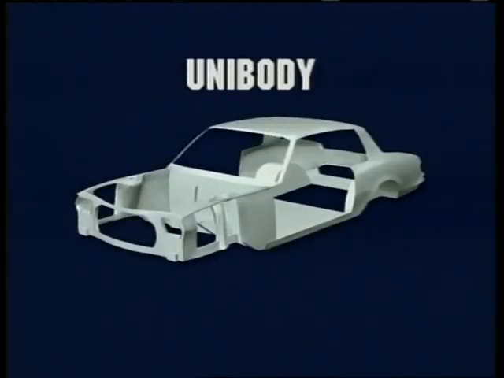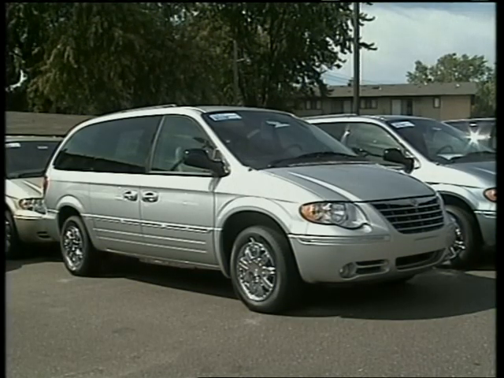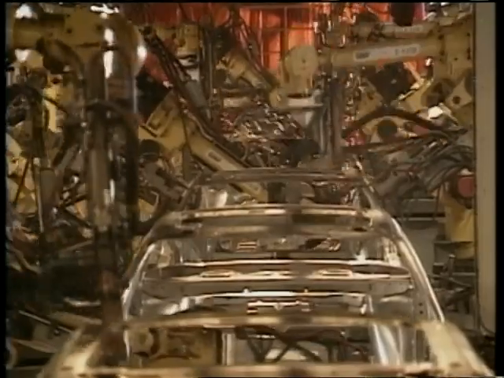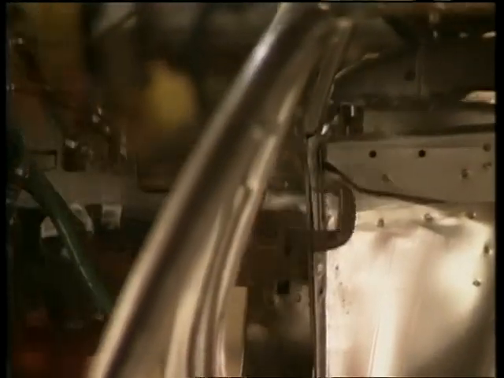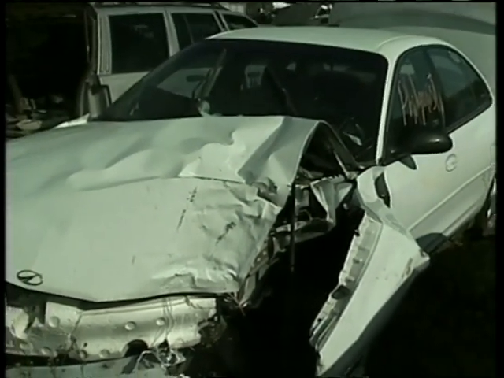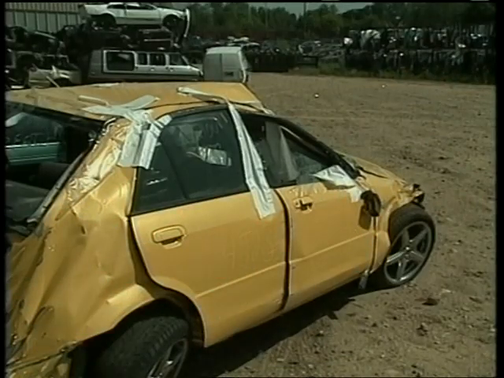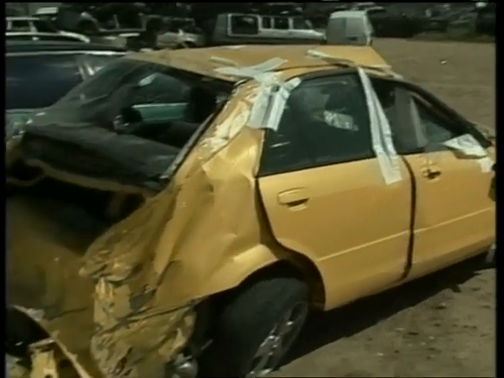Unibody is the most common type of construction in today's vehicles. Most sedans and minivans are built with unibody construction. With a unibody, the metal body panels are welded together, creating a single structural unit. Unibody sections are also designed to collapse in a collision, absorbing the impact and protecting the vehicle's occupants. Damage to a unibody vehicle usually results in both cosmetic and structural damage. For more information on the differences between these vehicles, take a look at Program 2 in the series.